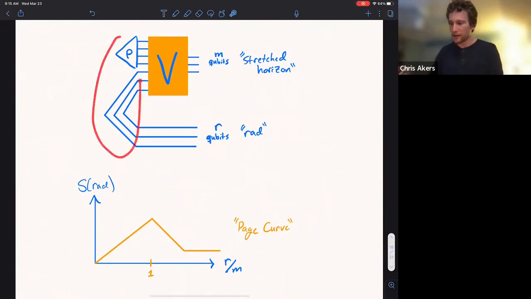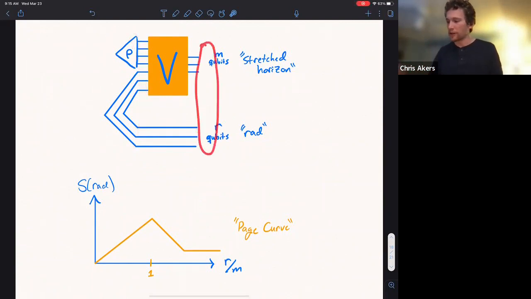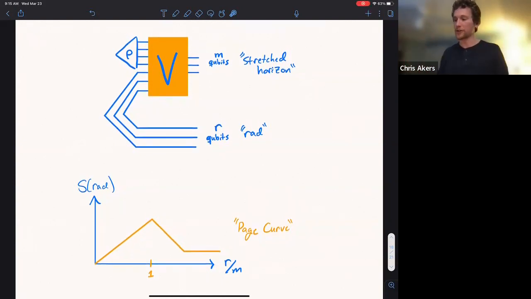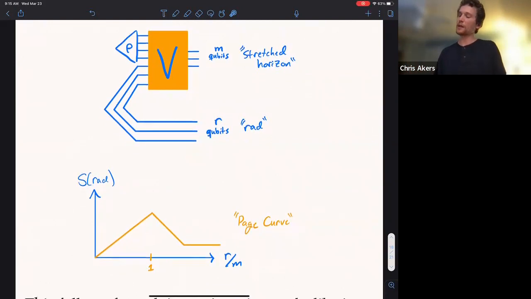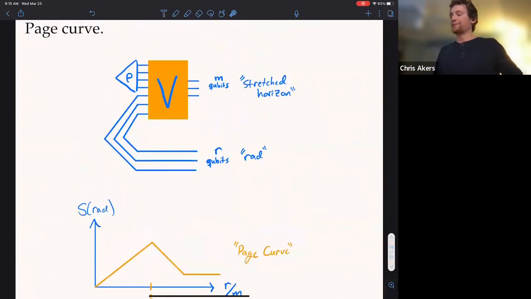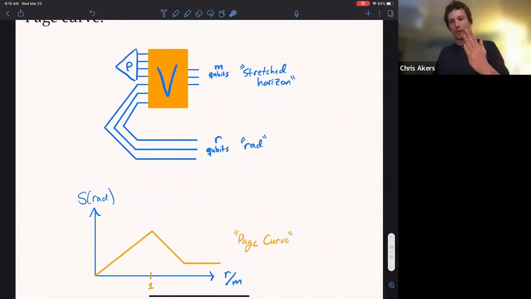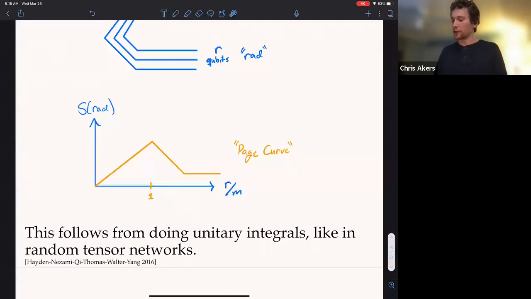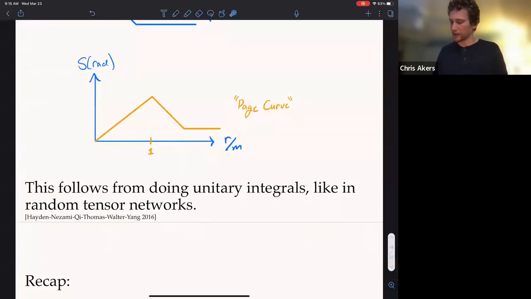So the input here, that looks like the state of the semiclassical description, and then the output looks like the state of the manifestly unitary description. This model captures that. So it seems to model gravity at the level of those pictures, has the page curve, the information actually does get out when it should get out, etc. Happy to talk more about that. And you argue this basically just from doing unitary integrals, like in random tensor networks.